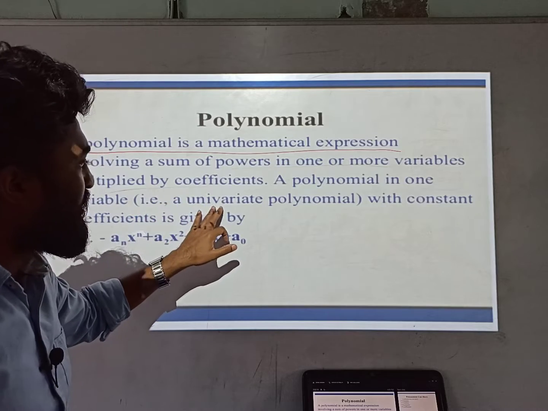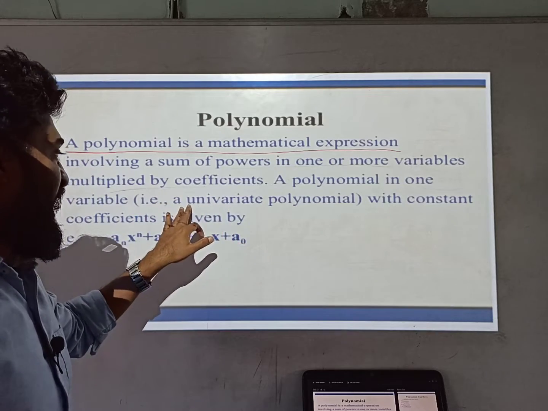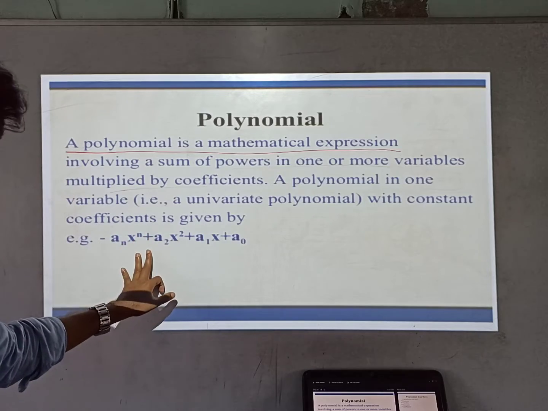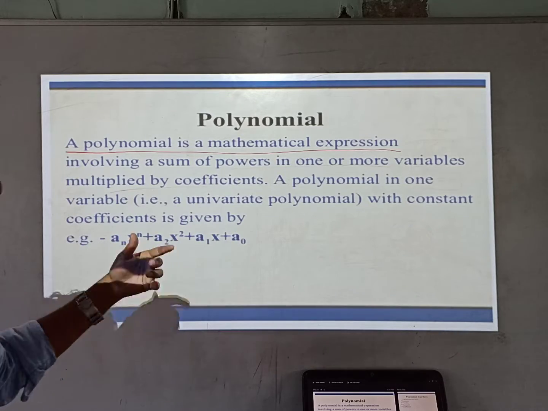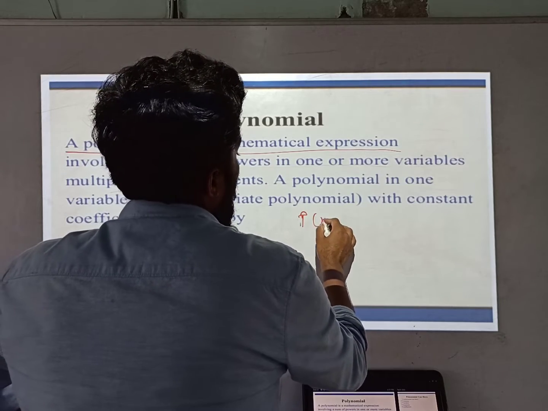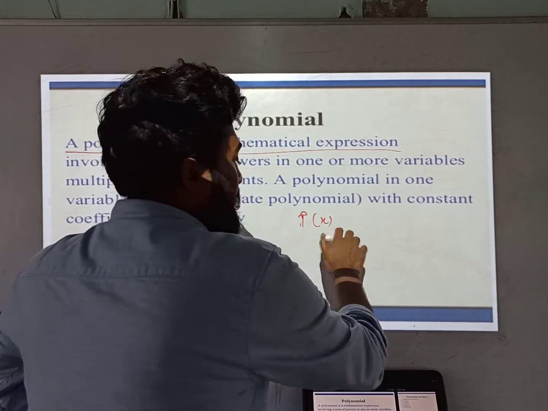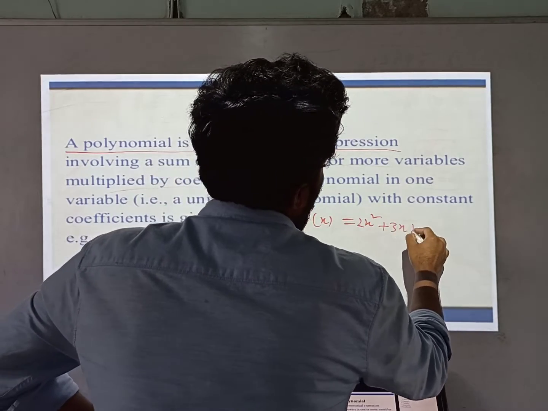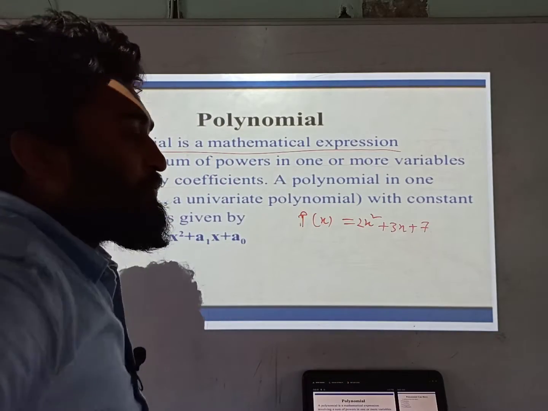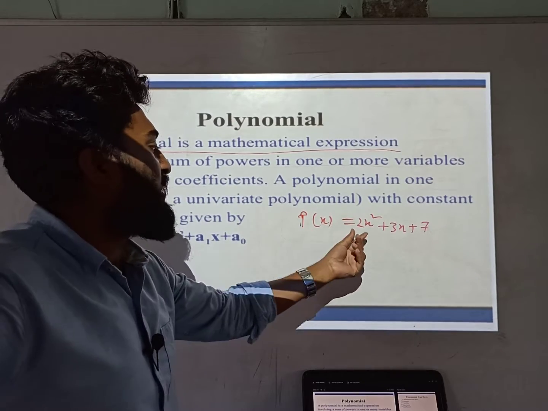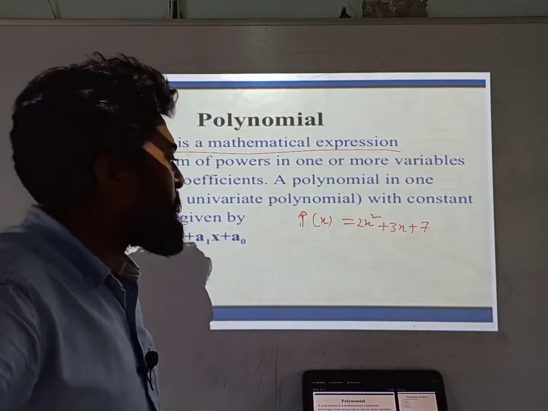A polynomial in one variable implies a univariate polynomial with constant coefficients, given by this. This is a little tough example. Let us consider an easy example. Let us consider a polynomial P(x). P for polynomial, x is a variable. P(x) is 2x square plus 3x plus 7, like this. So this is our polynomial P(x), 2x square plus 3x plus 7.